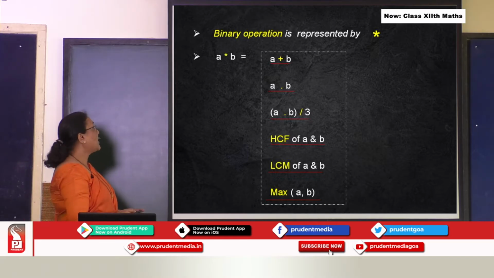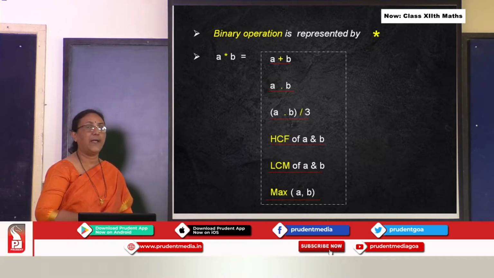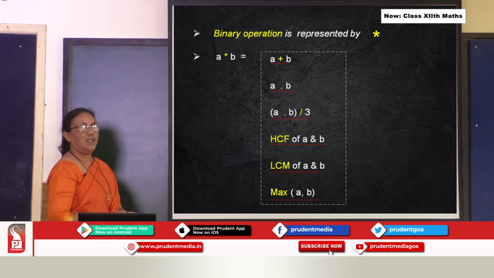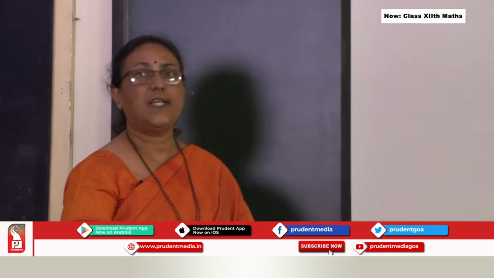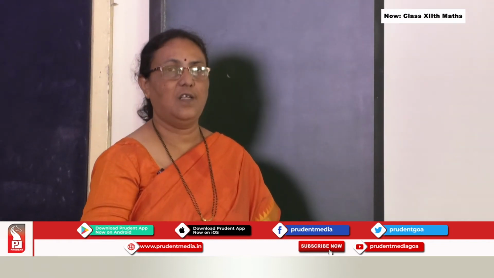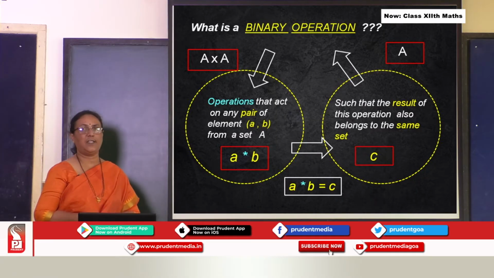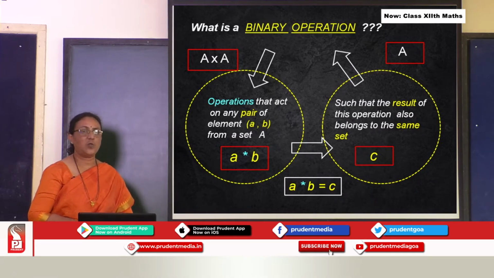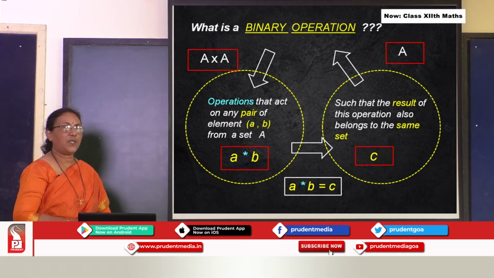Because it is combining two elements of any set, it is called a binary operation. Is this step clear to all of you? Binary, bi means 2. That's why it is called a binary operation. Okay? Now see here, what is a binary operation? Yes students, do you know what a binary operation is? Have you all studied binary operation?